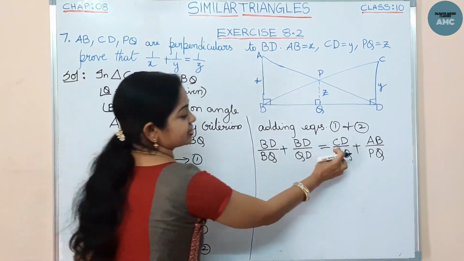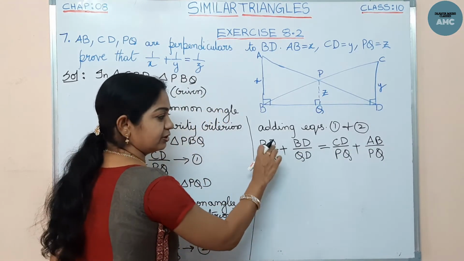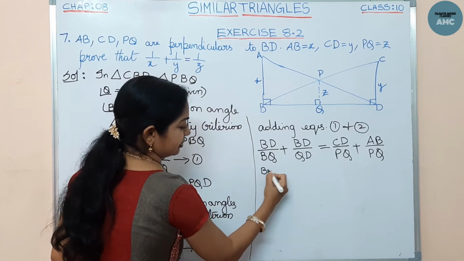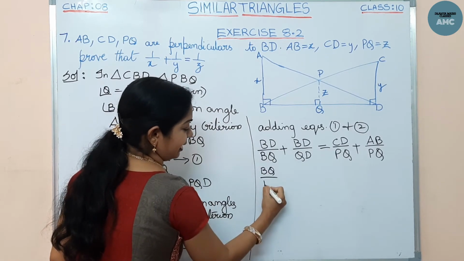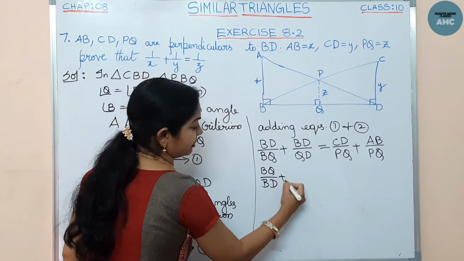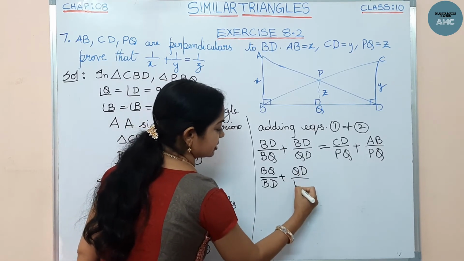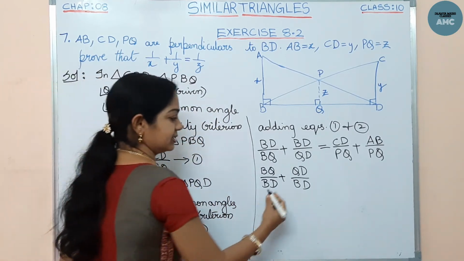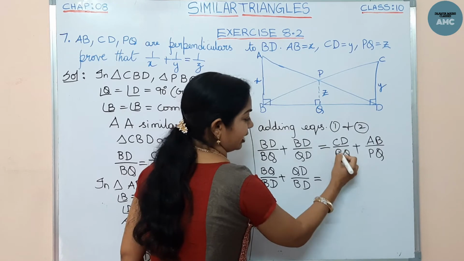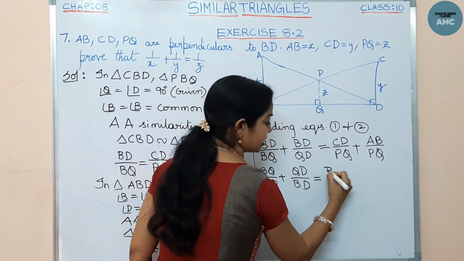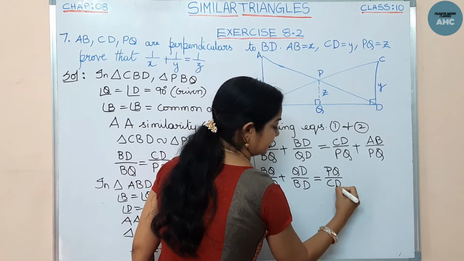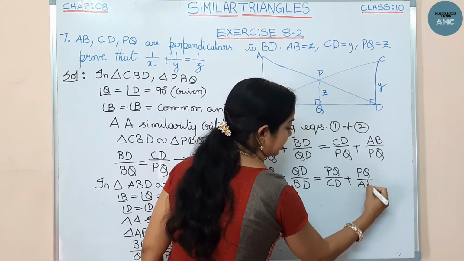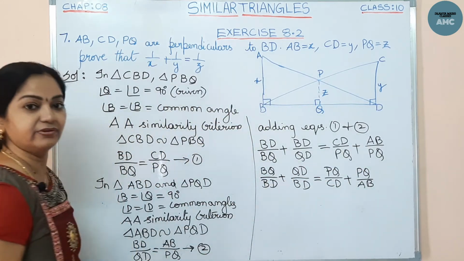Now let me reverse all the numerators to the denominators and denominators to the numerators. All the 4 I will be reversing. So here BQ by BD. Why I am reversing, I'll tell you, because if I bring it to the same denominator, the LCM part will be easy for me. Again this also we have to reverse. Both sides we have to reverse. CD plus PQ by AB. Here all the 4 I have reversed them.